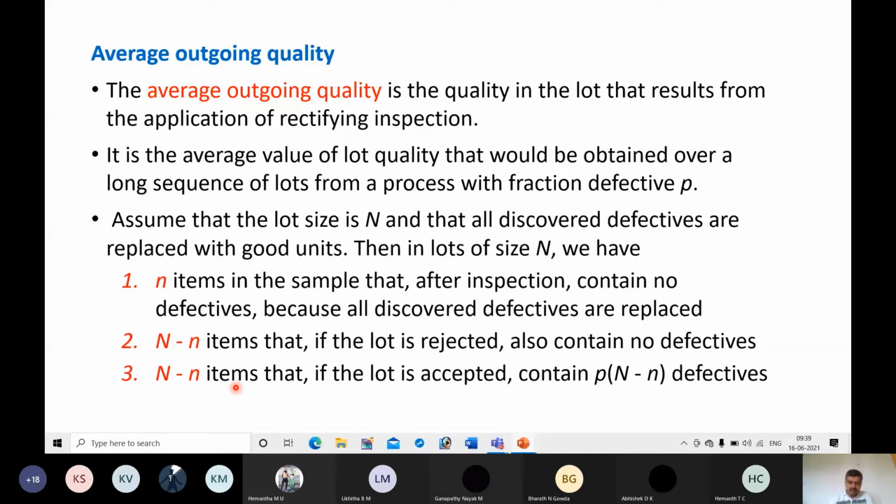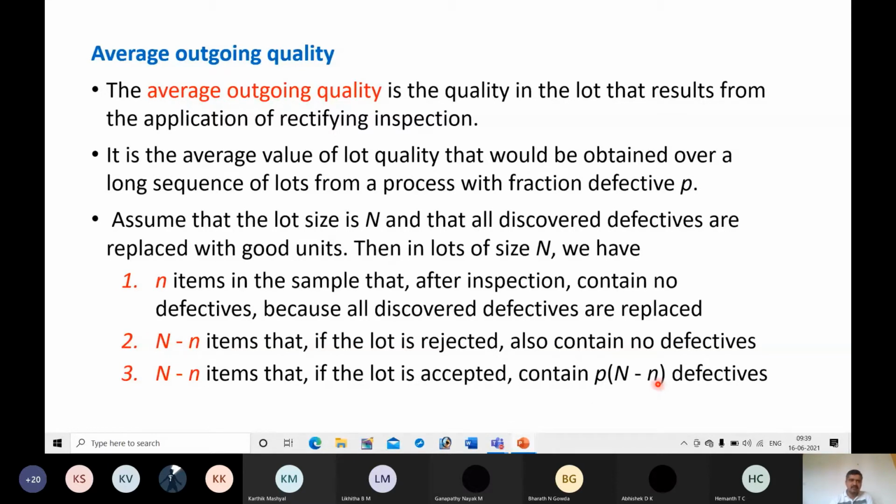Now out of these 9,950 there may be some defectives. The number of defectives in these 9,950 is given by P times (N minus n). N minus n is, if the lot size is 10,000 and the sample size is 50, 9,950 units. Suppose the fraction defective is 0.01, that is 1%. Then 0.01 times 9,950 will give you the number of defectives. That is the meaning of this statement.